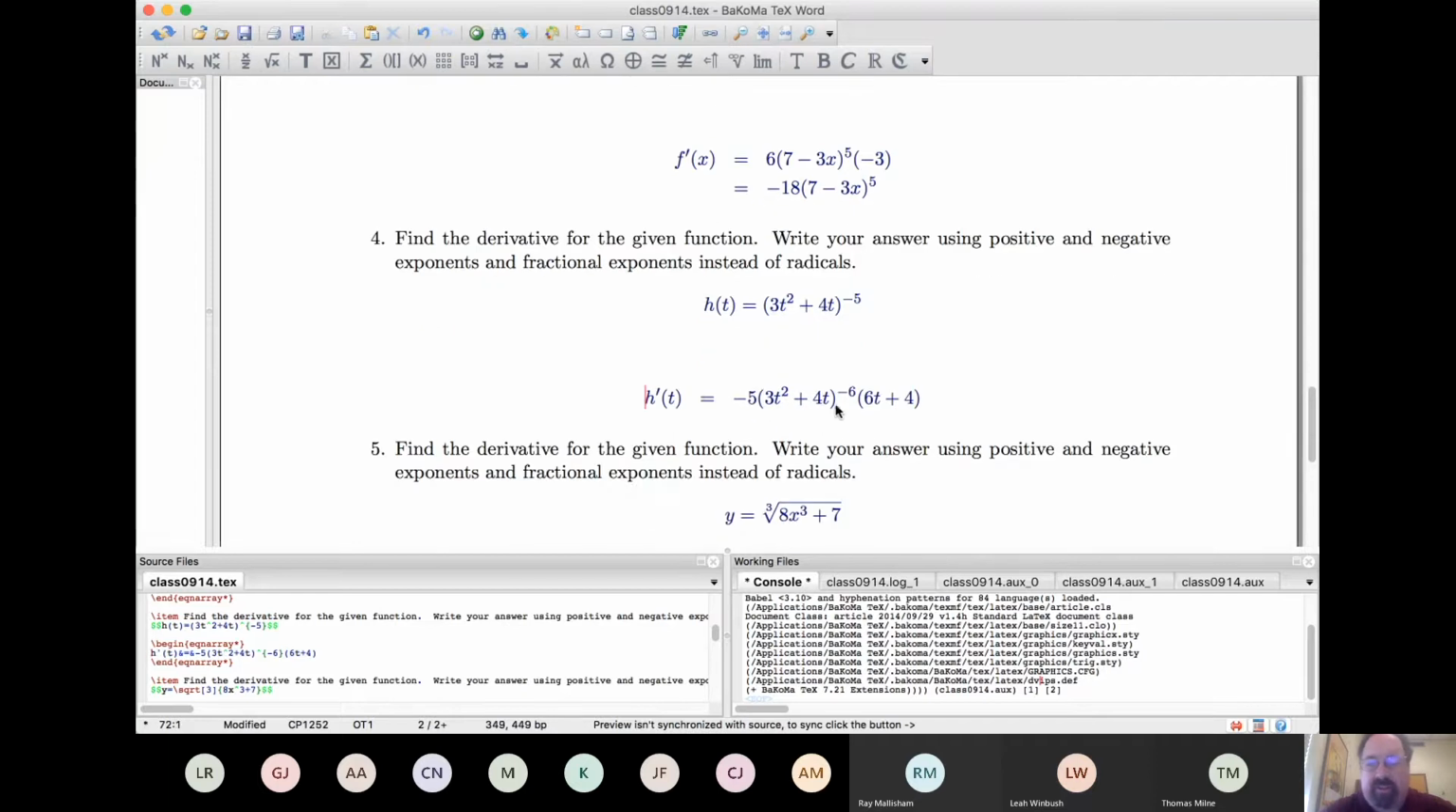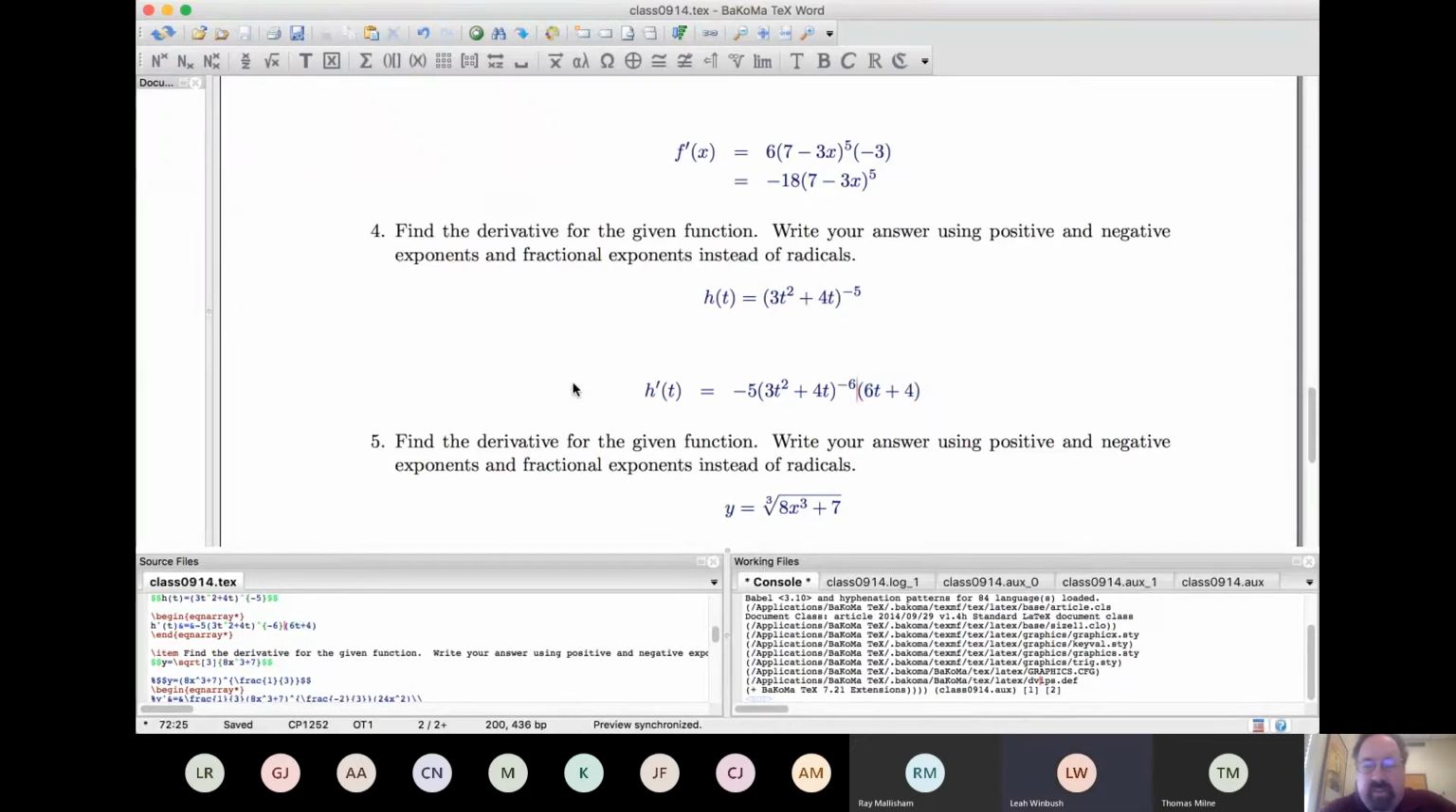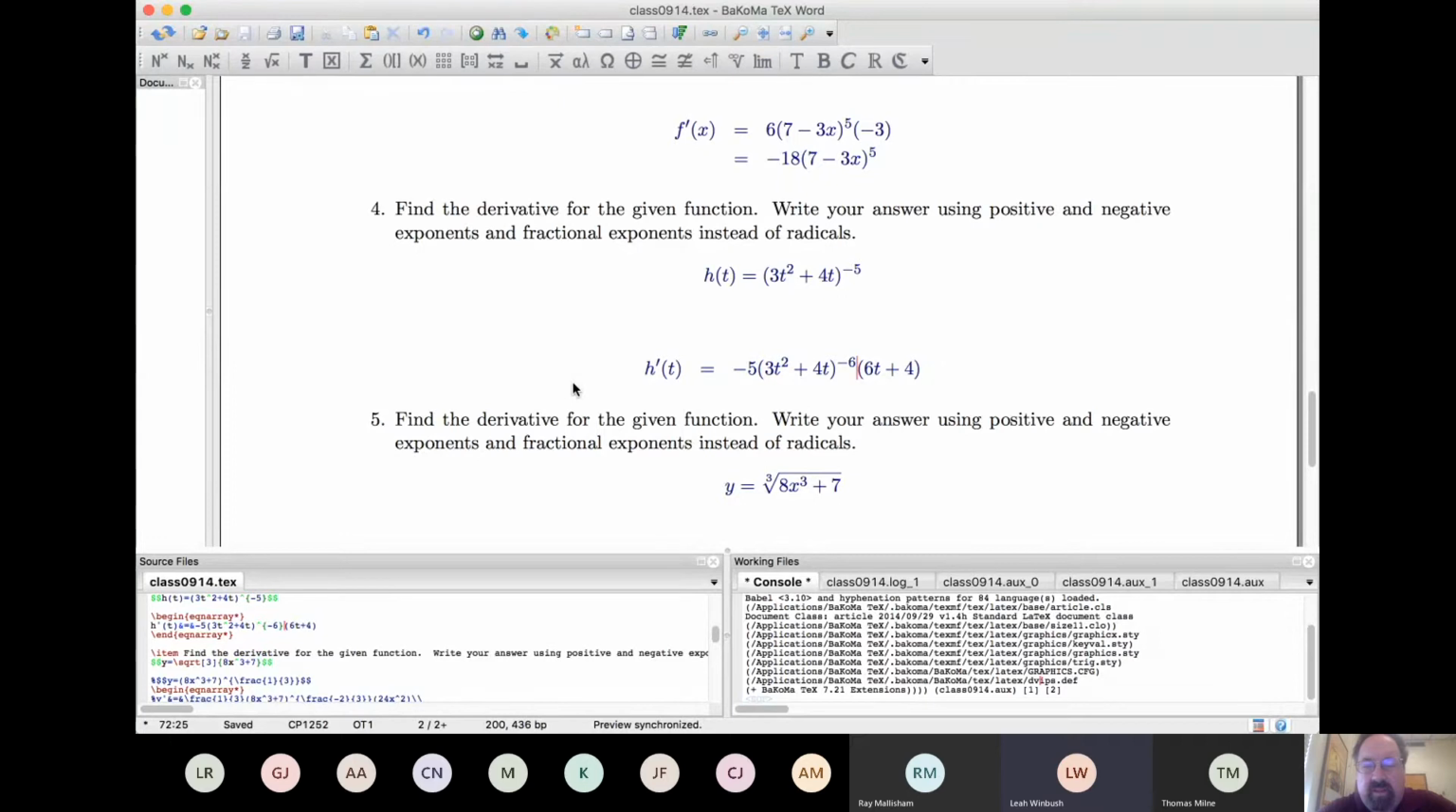Yeah. So -5, and then all that to the -6 power, and then you take the derivative of that, which, unlike the previous examples, would have two terms. That we see here, 6t plus 4, and then you could multiply this out afterwards. Like you could take the -5 and distribute it through the 6t plus 4, although it's not required.